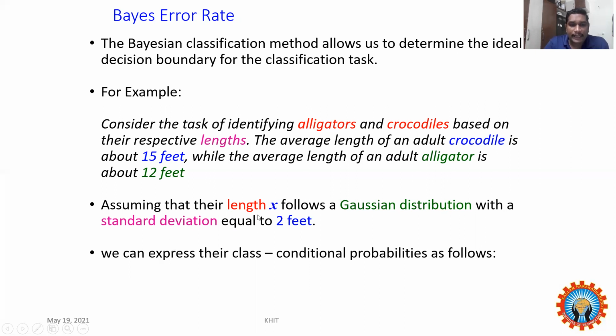Assuming that their length x follows a Gaussian distribution with a standard deviation equal to 2 feet. For example, the maximum variation for these two species is 2 feet, so it should not grow beyond 2 feet, it should grow up to 2 feet. We can express their class conditional probabilities as follows.